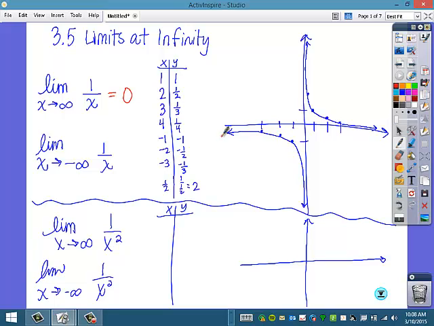As x approaches negative infinity, so as I go this way, same thing's happening. My y values are getting closer and closer and closer to that x-axis. So my y values are also approaching 0.